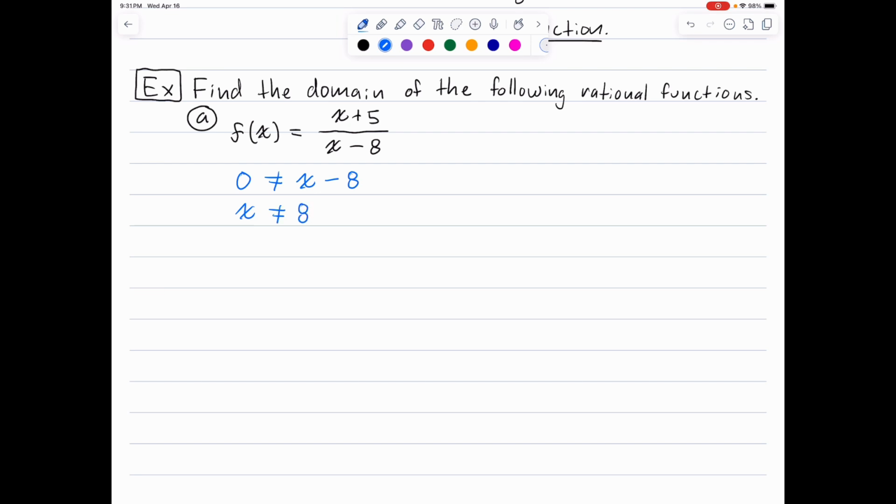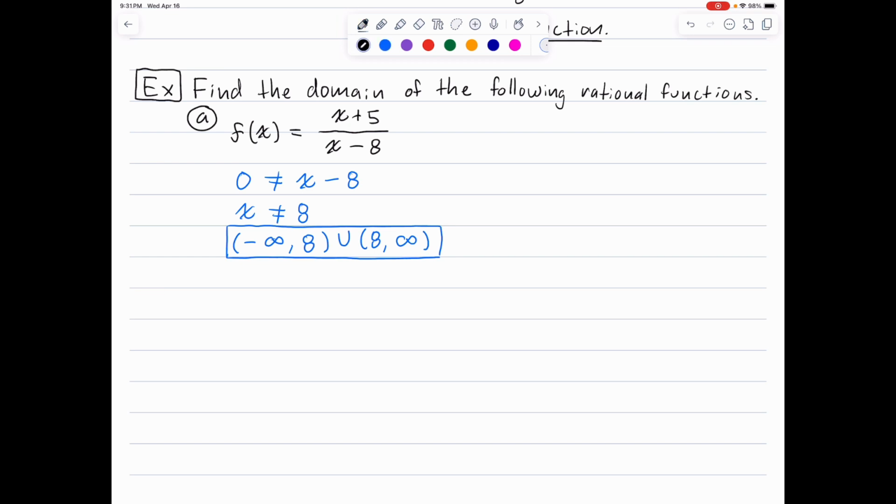So what does that mean for our domain? Well, it can be any number except 8. So I can go from negative infinity to 8 union 8 to infinity. So that's my answer there. So my domain is everything except 8.